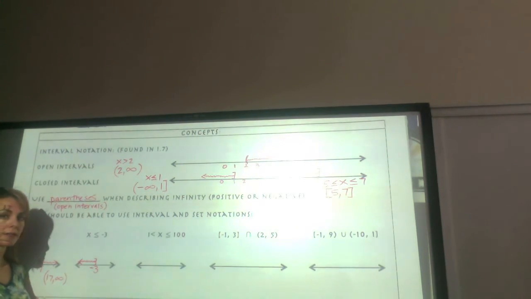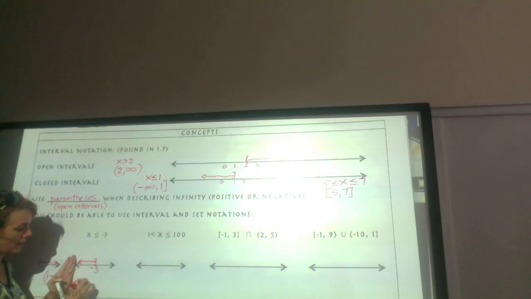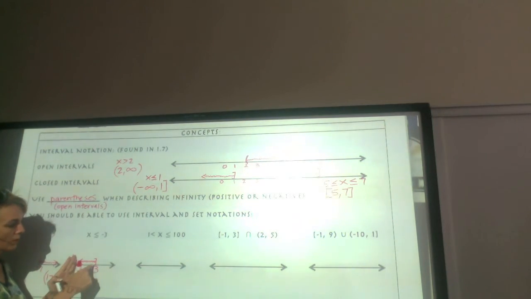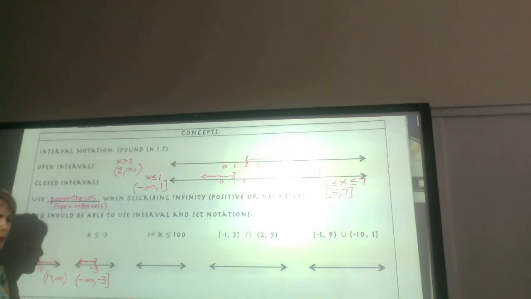And if I write this in interval notation, we're going from the left to the right. Well, what's the left over here? That's going to be -infinity. To the right over here is -3. And that would be our interval notation.